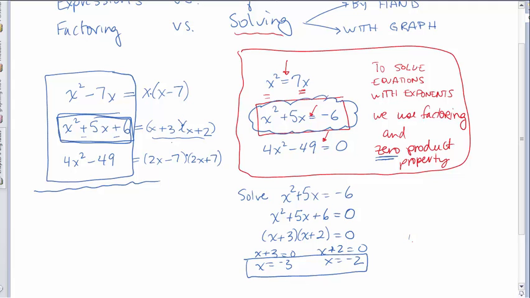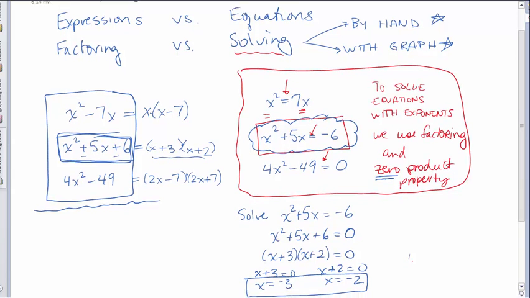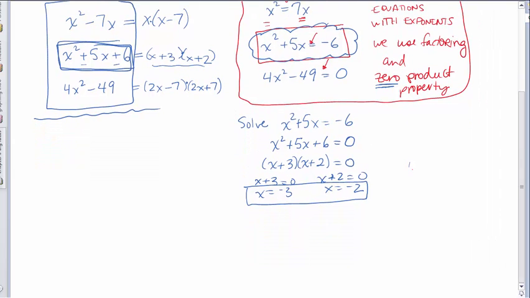Okay, so there's the difference between an expression and what your answer looks like, and an equation and what your answer looks like. And the other thing that I want to make sure you understand is the connection between when you're given an equation, how you solve it by hand, and how you solve it with a graph. I hope you got that by reading the examples in the book, but just in case you didn't, I'm going to go through a couple of examples here.